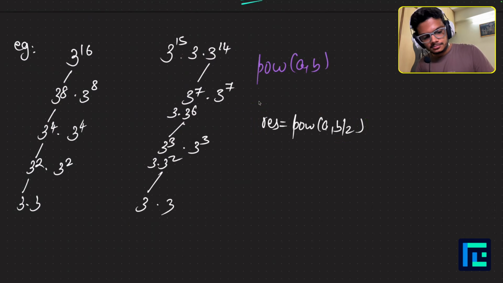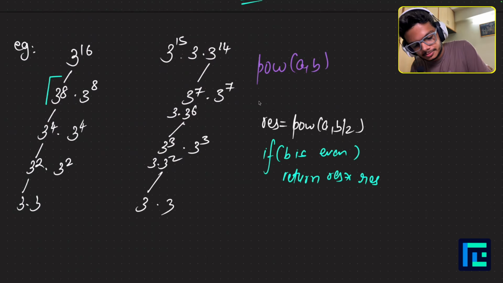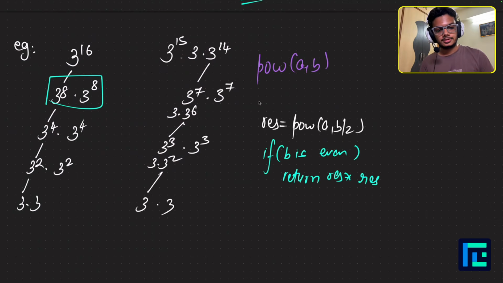Fine. And now, maybe I can write in a different color. If this b is even, that is, the power is even, in this case, if let's say it's 16, you just multiply 3 power 8 with 3 power 8. So in this case, just return result into result. So this is the case, right?